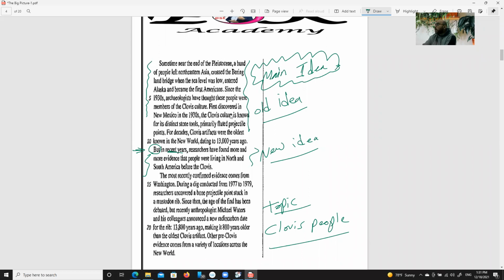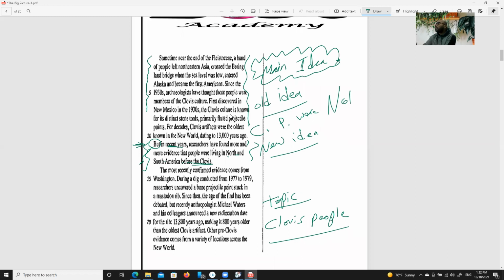So researchers have found more and more evidence that people were living in North and South America before the Clovis. Oh my God. So what comes before says that the Clovis were the first people in America, and now I have something new. So the main idea is that Clovis people were not the first Americans.